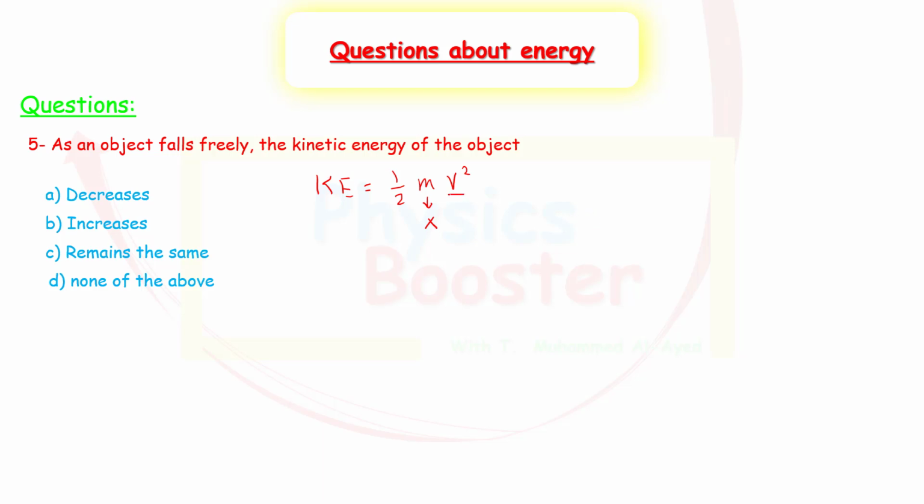What about the velocity? Will the velocity of the object increase while the object is falling down, or will it decrease? We all know that the velocity will increase as long as the object is falling down, and we know it's increasing by a speed of 9.8 because we know that the gravitational acceleration is 9.8. So we know that the velocity here is increasing, okay? And since the velocity is increasing, this will cause the kinetic energy also to increase. So the answer is B, it will increase.